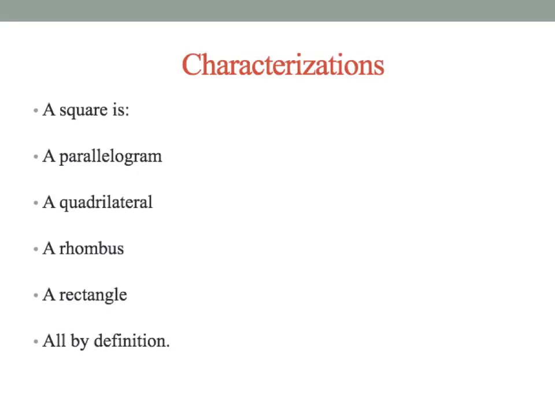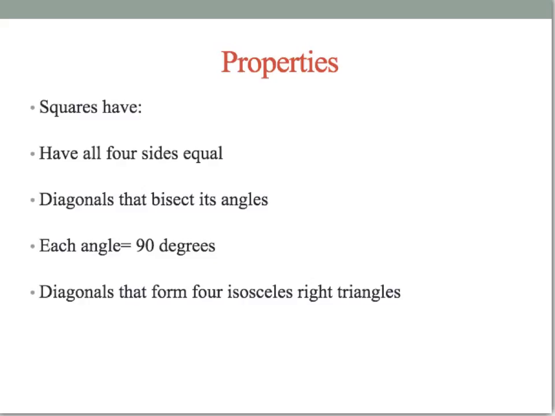Characterizations of a square. A square is a parallelogram, a quadrilateral, a rhombus, a rectangle, all by definition. Properties of a square. Squares have all four sides equal, diagonals that bisect its angles, each angle which is 90 degrees, and diagonals that form four isosceles right triangles.